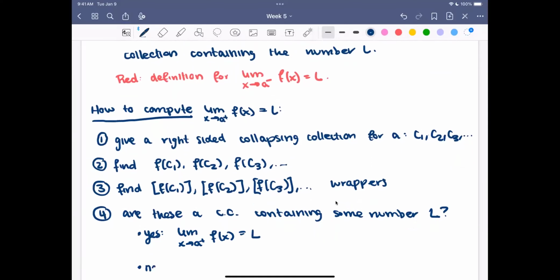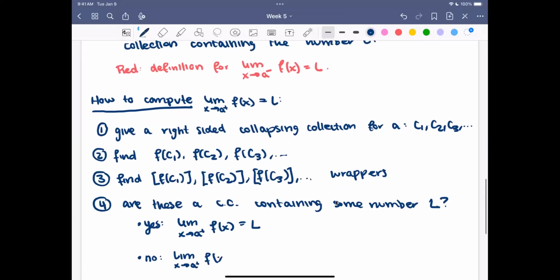And otherwise, if there's no number contained in this collapsing collection, then we say that the limit does not exist. And maybe I'll say as an aside, it could be infinity, and either today or Wednesday we'll say what that means. So just ignore this little parenthetical for now.